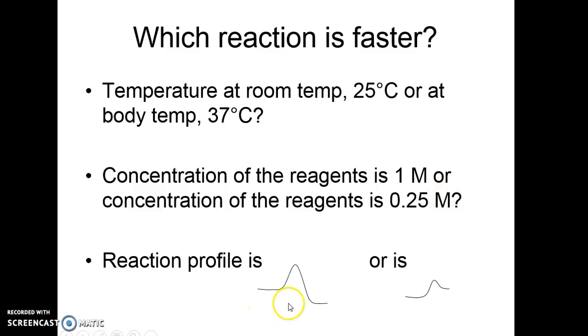And then last of all, look at these two reaction profiles. Which one is the faster reaction? Well, if I look at this, you can see this one is exothermic and this one is endothermic. That has nothing to do with whether the reaction is fast or not. What controls the speed of the reaction is the activation energy from here to here and from here to here. The exothermic reaction has a larger activation energy. This endothermic reaction has a shorter one.